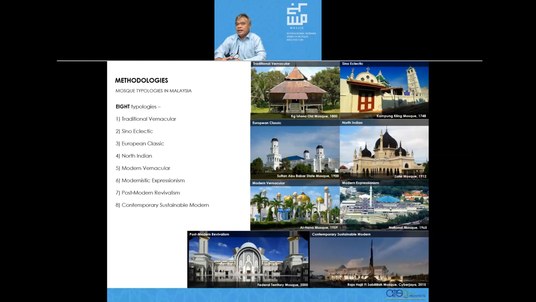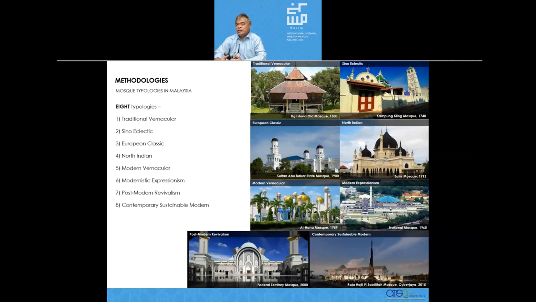There are eight typologies of local architecture. Most of it is influenced by the traditional vernacular, which was brought in from Sumatra, architecture which was previously known to be a combination of Hinduism, Buddhism, and later a conversion to Islam.